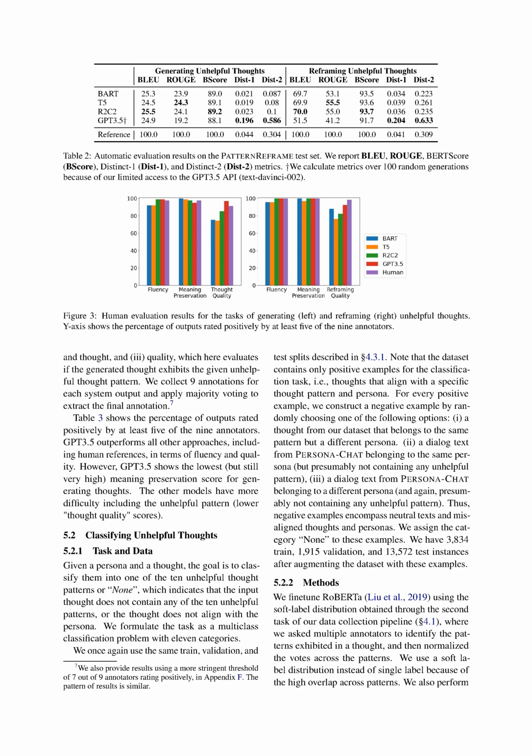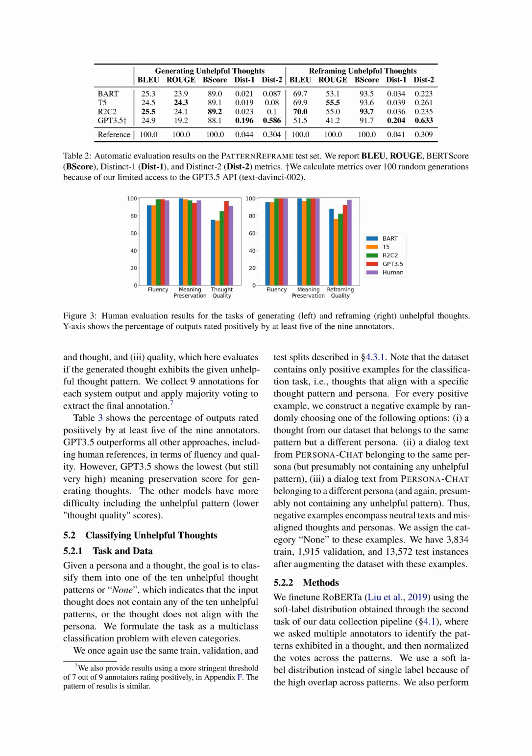Section summary. The task in this section is to generate a thought that aligns with a given persona and exhibits a specific unhelpful thought pattern. The models are evaluated using automatic metrics such as BLEU, ROUGE, and BERTScore, as well as human evaluation in terms of fluency, meaning preservation, and thought quality. GPT 3.5 performs well in terms of fluency and quality, but struggles with meaning preservation, while the other models have difficulty including the unhelpful pattern.